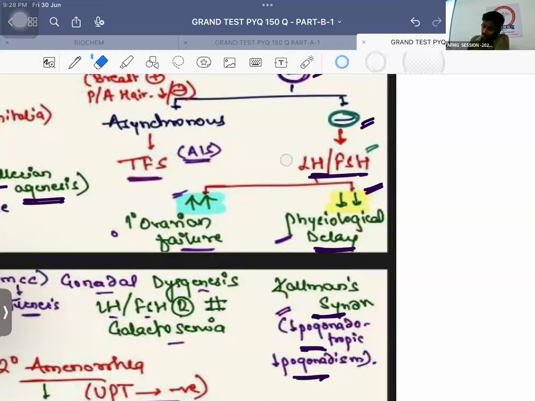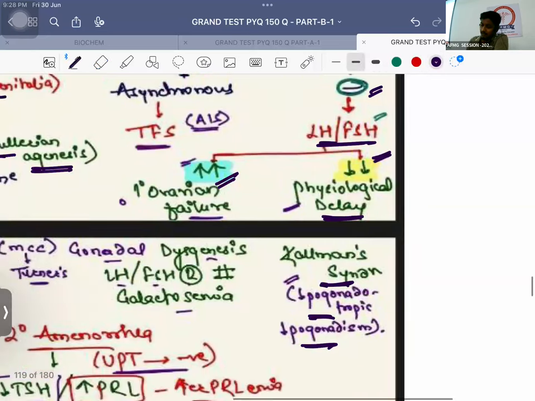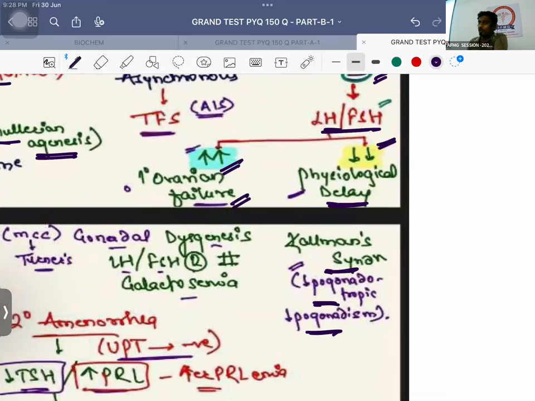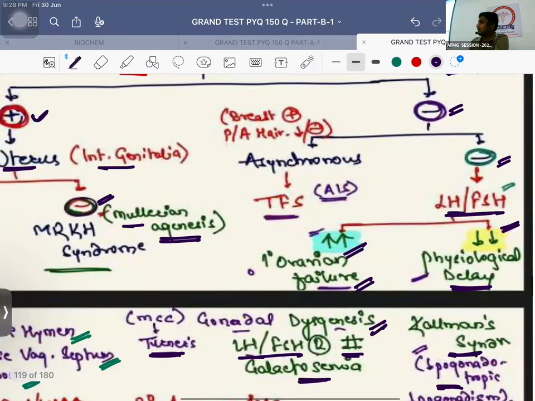But if the LH and FSH levels are high, that means it should be a case of primary ovarian failure. That means your ovaries have not developed properly. Please remember, that is a case of primary ovarian failure. Or it can be a case of gonadal dysgenesis, underdeveloped or non-developed gonads. Most common cause of gonadal dysgenesis, Turner's syndrome. Or the other cause can be LH-FSH receptor resistance, or it can be galactosemia. All of these are the causes which can occur if the LH and FSH levels are high.